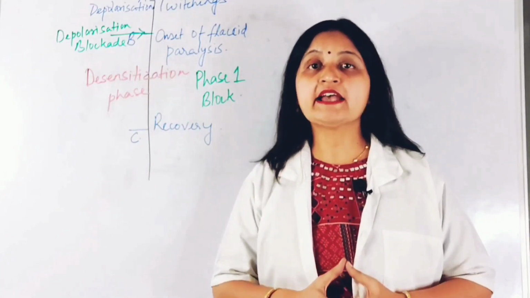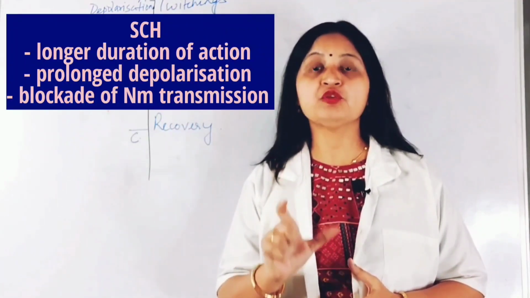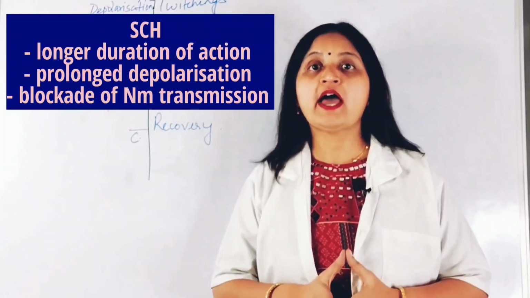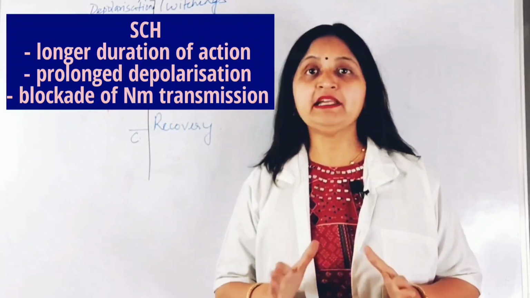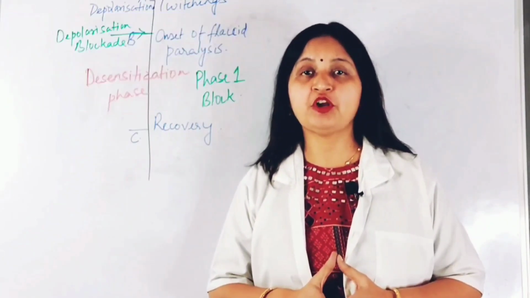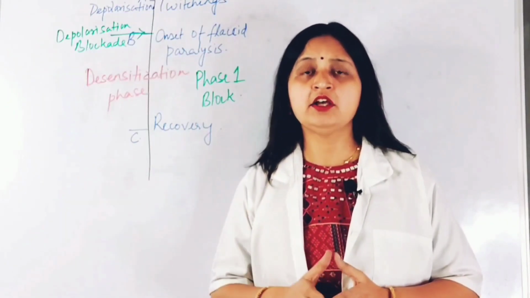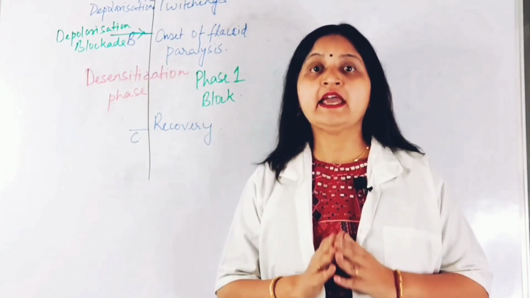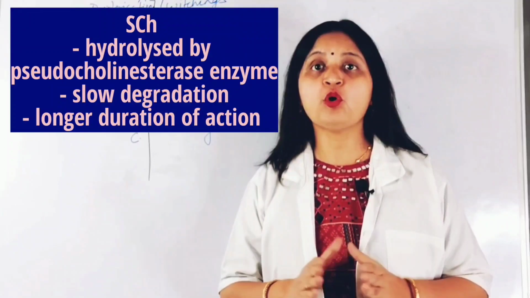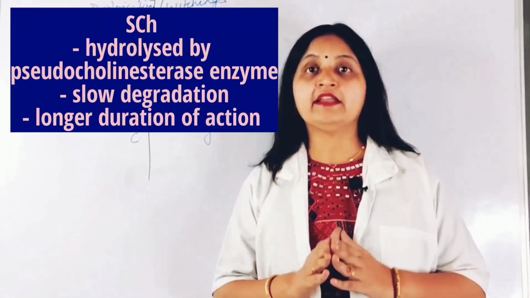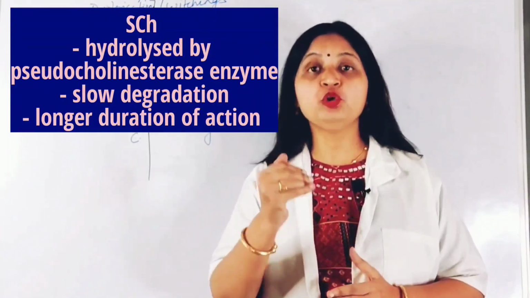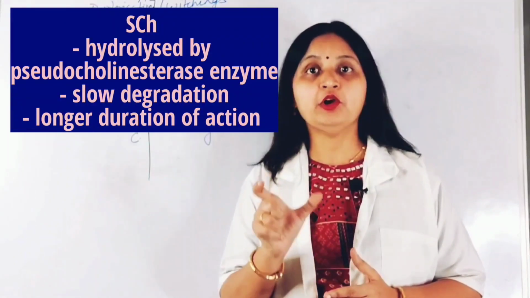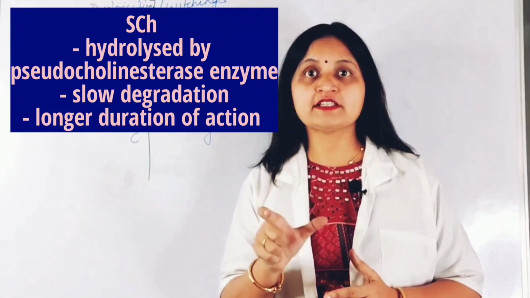But unlike acetylcholine, it has a longer duration of action of 5 to 10 minutes in comparison to acetylcholine, which is rapidly hydrolyzed and has a duration of action of a few milliseconds. The longer duration of action of succinylcholine is because it is hydrolyzed by the pseudocholinesterase enzyme, and therefore succinylcholine is slowly hydrolyzed by the enzyme, and this causes a longer duration of action.